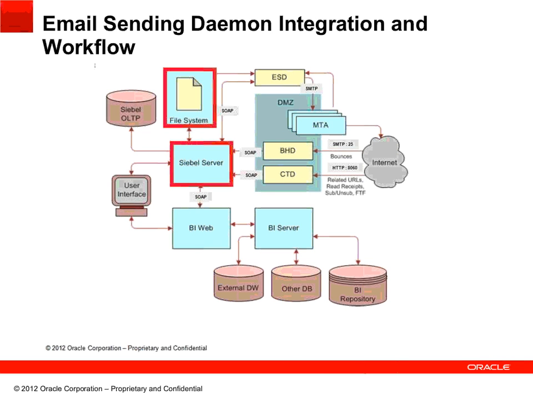Getting into more details of email marketing server integration, whenever an email marketing campaign is launched, a campaign launch workflow is launched and it will create two files in the Siebel file system. Those are the email content file and the email recipient file. The email content file will have the content of the email and the recipient file will have the list of all the recipients. And it sends a SOAP message to ESD.